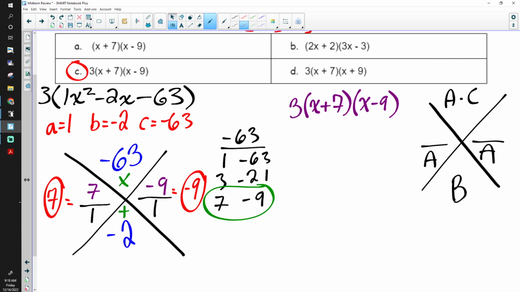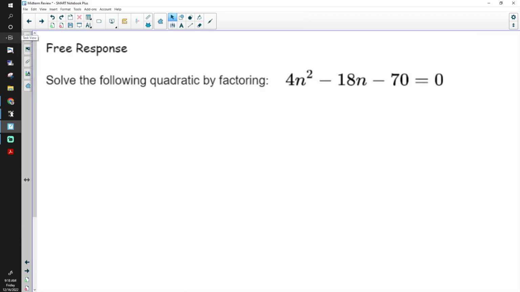Okay. Now we will solve a quadratic. Solve the following quadratic is your free response. Free response. It is done exactly the same, only you don't have to write factored form. You just flip your P and Q, and those are your solutions. It's actually a little bit quicker. Everything is the same. What is the first thing we should check for?